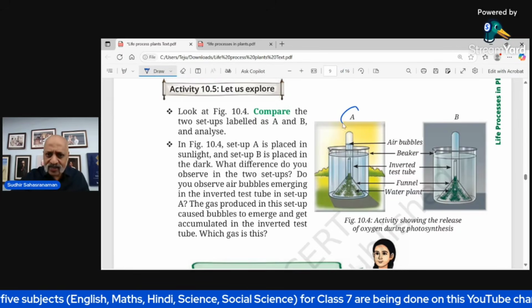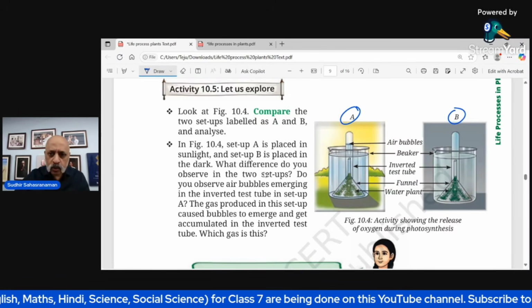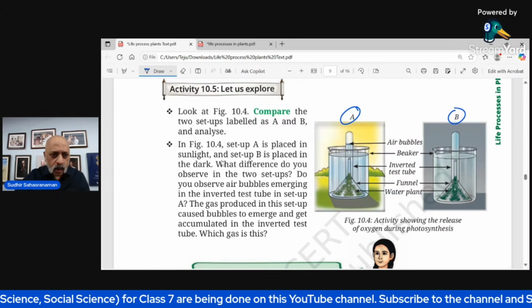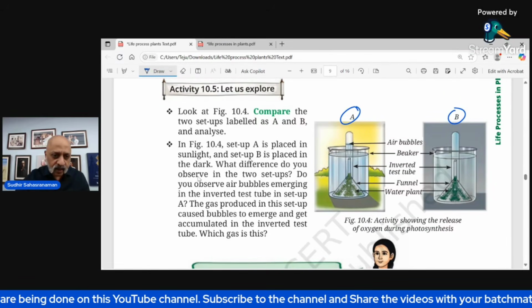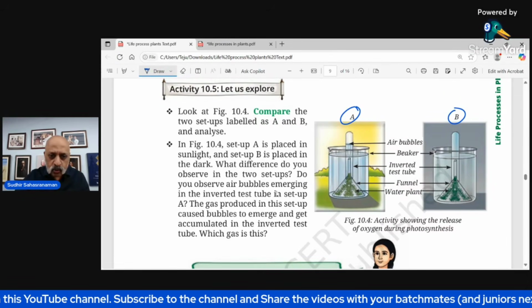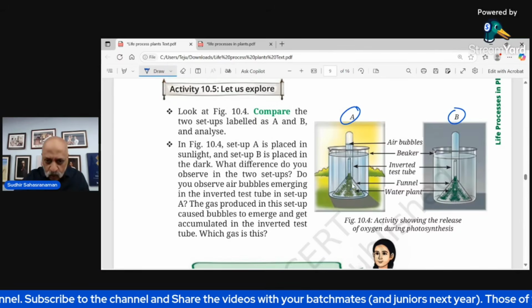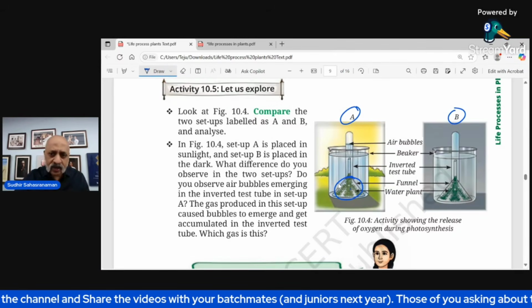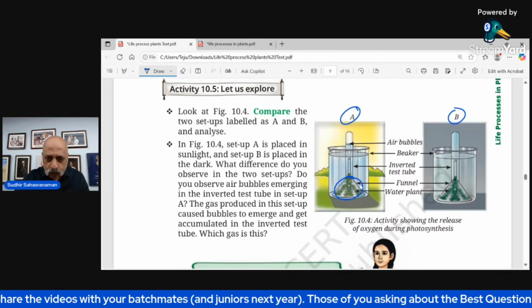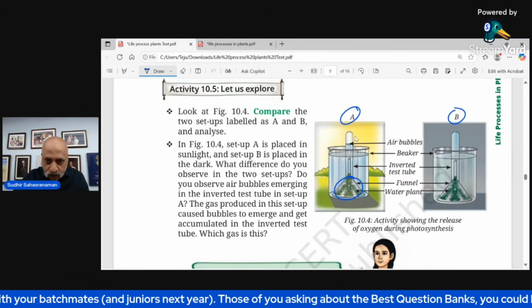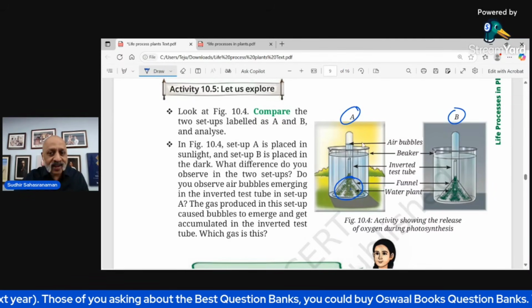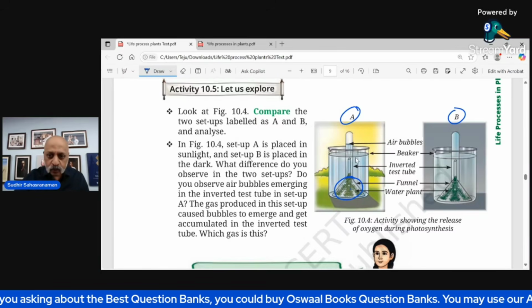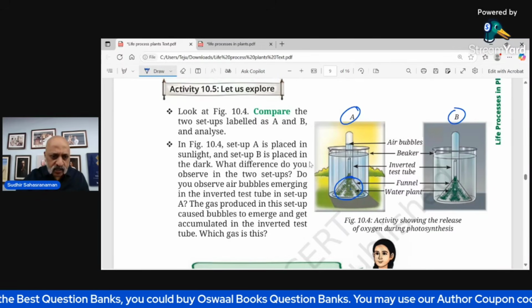You identify them as A and B. The first one is kept in sunlight, the second one is kept in darkness. So what you do is take an inverted test tube. You put a plant in it, any kind of water plant. You put an inverted funnel and then an inverted test tube on top of it. Then you put the entire thing in a beaker in which there is water.